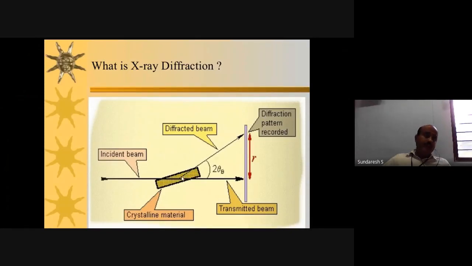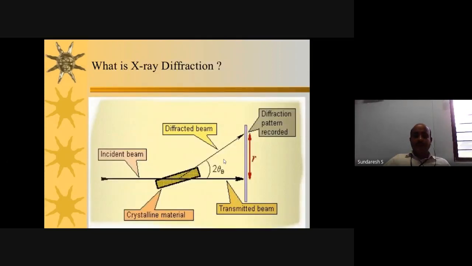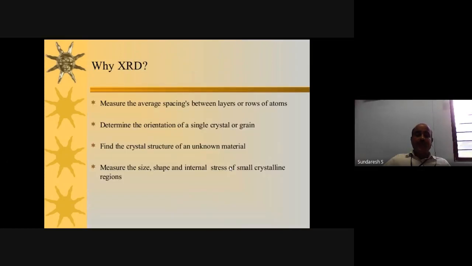So all the X-rays cannot be diffracted. Some of them are transmitted. This is what we call the transmitted beam. This is the incident beam, and this is the diffraction pattern. I think you might have studied in your physics what diffraction is. The same thing applies here. It will take place at an angle of 2 theta B. I will tell you this one later.